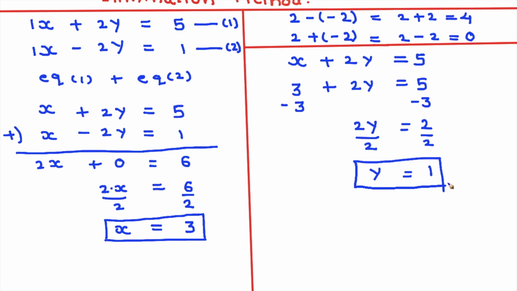So by this method, we found out the values of x and y, in which we first eliminated y and got the value of x. That's why we call the method the elimination method. And these two numbers, x equal to 3 and y equal to 1, are the solutions because they will make the left hand side equal to the right hand side for both the equations.